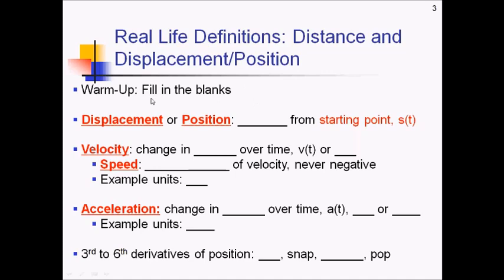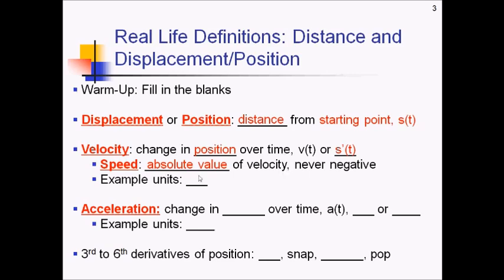All right, so first important concept, displacement or position. This is our distance from a starting point, which we'll call s of t if we had to give the function a name. Velocity is going to be the change in position over time. So we can call this v of t, or this is actually the derivative of position, s prime of t. Speed is going to be the absolute value of velocity, so this can never be negative.